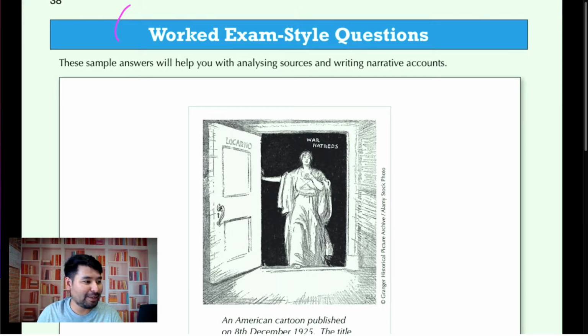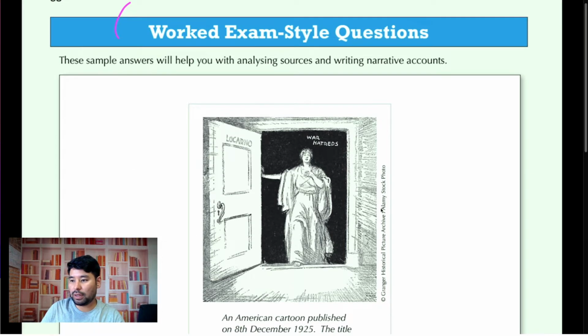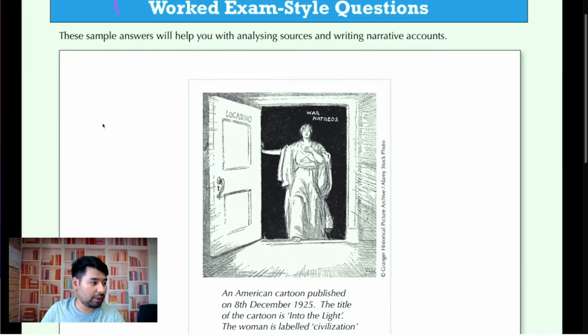Just follow me, and let's begin the reading. These sample answers will help you with analyzing sources and writing narrative accounts, which means they will help you analyze correctly. As you can see, there is this picture next to me, and I'm gonna eliminate myself just so we focus on the picture.